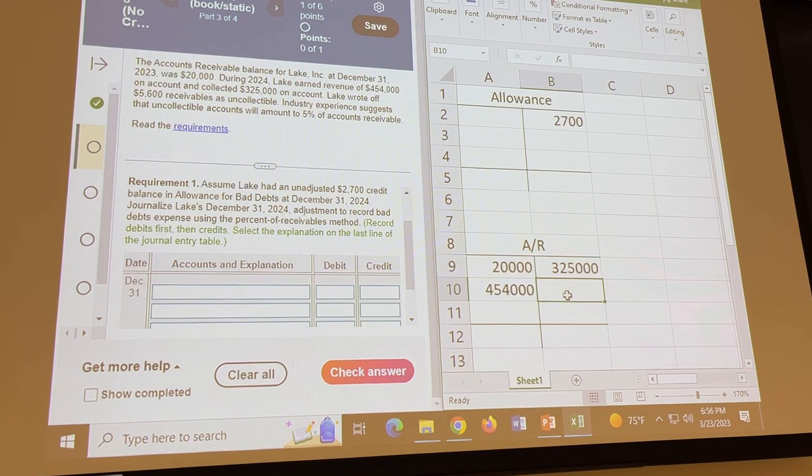And they wrote off $5,600 of receivables as uncollectible. So the journal entry when they write those off would be that they are debiting allowance for bad debt, they are crediting accounts receivable. So on the credit side, I'll put the $5,600 that they wrote off. So now the ending balance in accounts receivable, we calculate that.